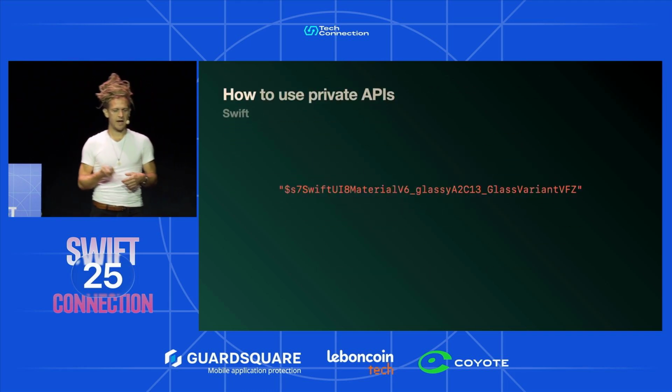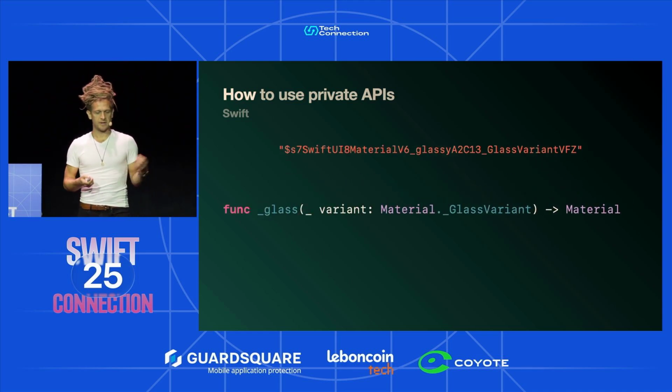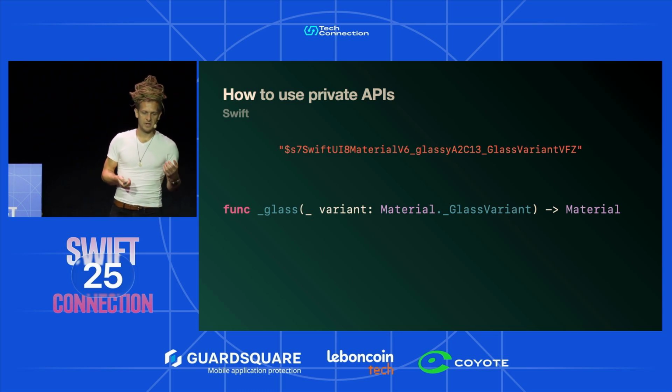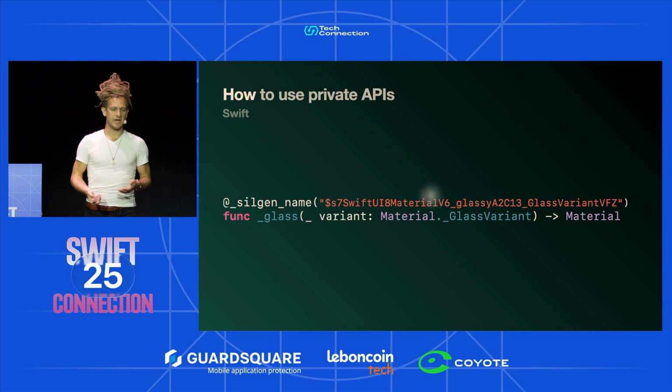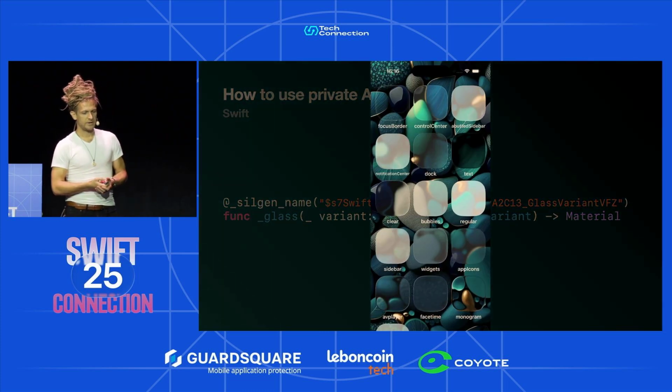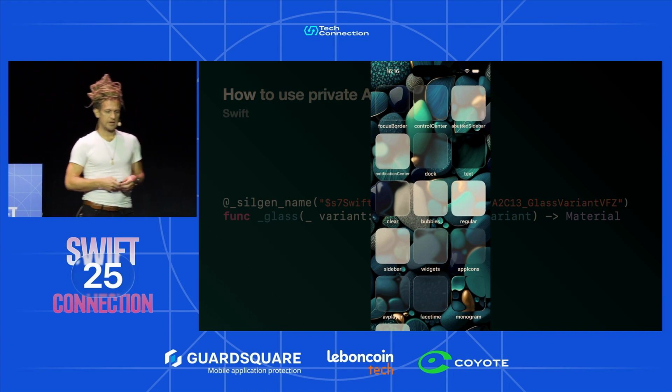So let's take an actual mangled name that may work. We'll demangle it into a Swift function that takes the glass variant as a parameter, and we just apply silgen_name. And doing so, we can actually find a bunch of presets that Apple uses in their own OS for the liquid glass variants.